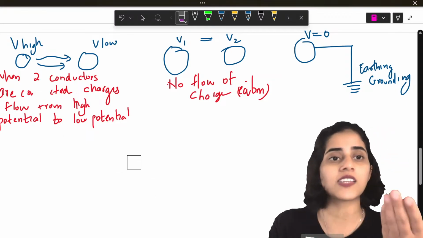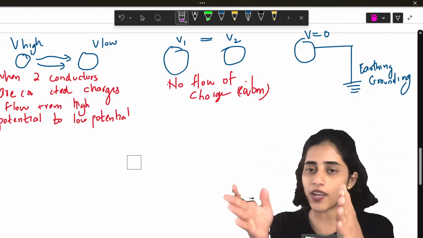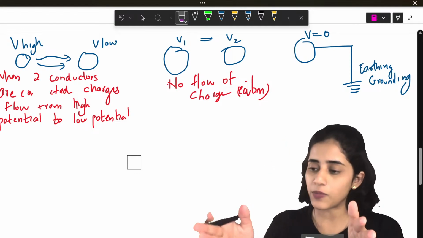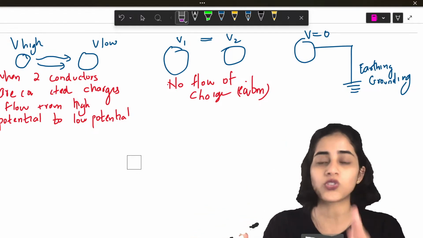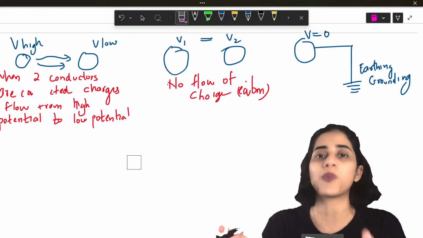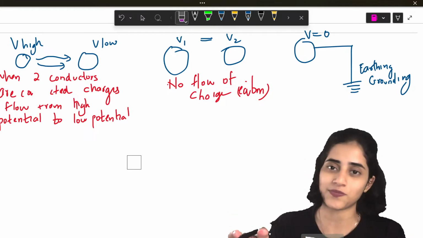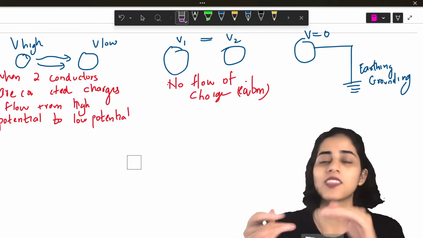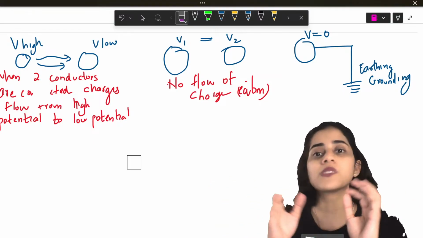What happens? In the first case, the two wires are two conductors. So from high potential, it flows to the wire of low potential through the bird. So when it flows through the bird, the bird dies. The bird just becomes a grill.